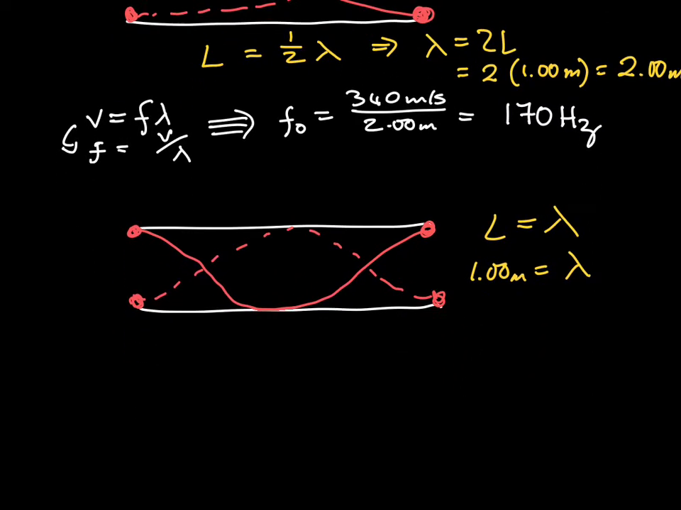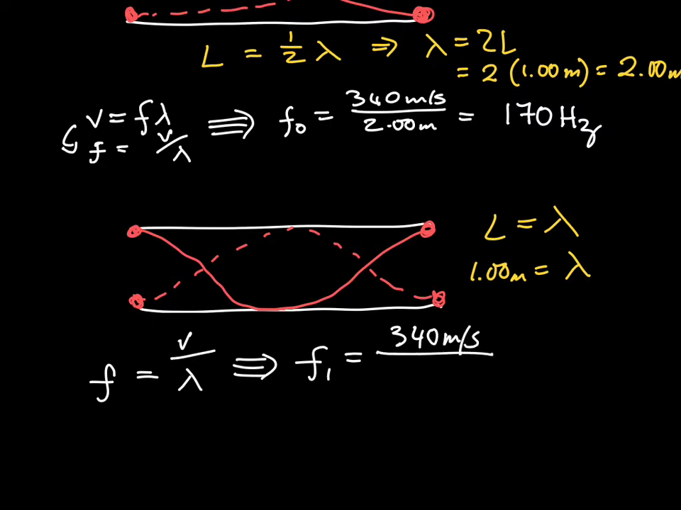So if you notice, the wavelength has gone down, which means the frequency is going to go up. And if we write our frequency, we're going to have velocity over wavelength again. Now we're looking for f1, which is the first overtone. It is the second harmonic. And we're going to have 340 over 1 meter, which is 340 hertz. So we can see that the frequency has stepped up from 170 to 340.